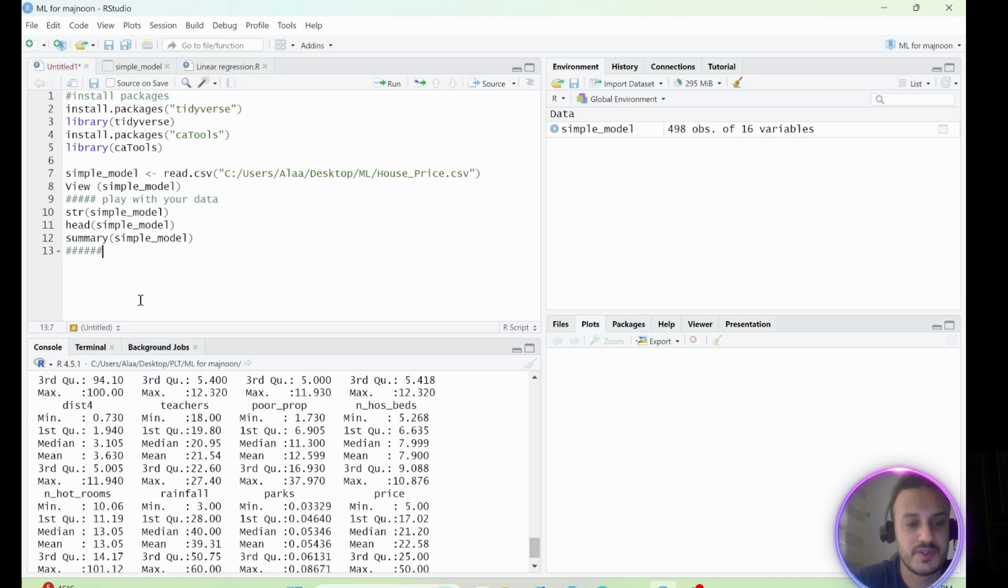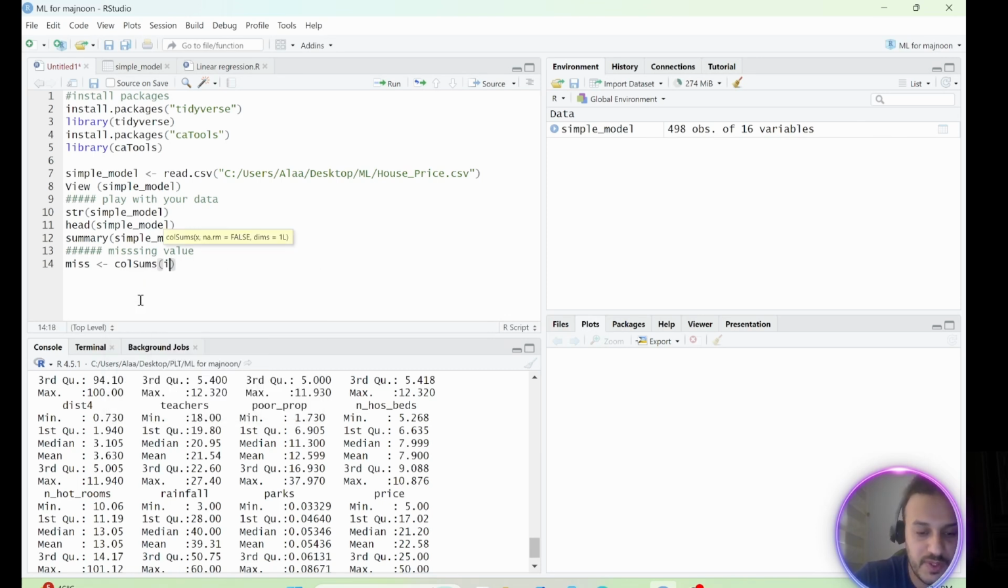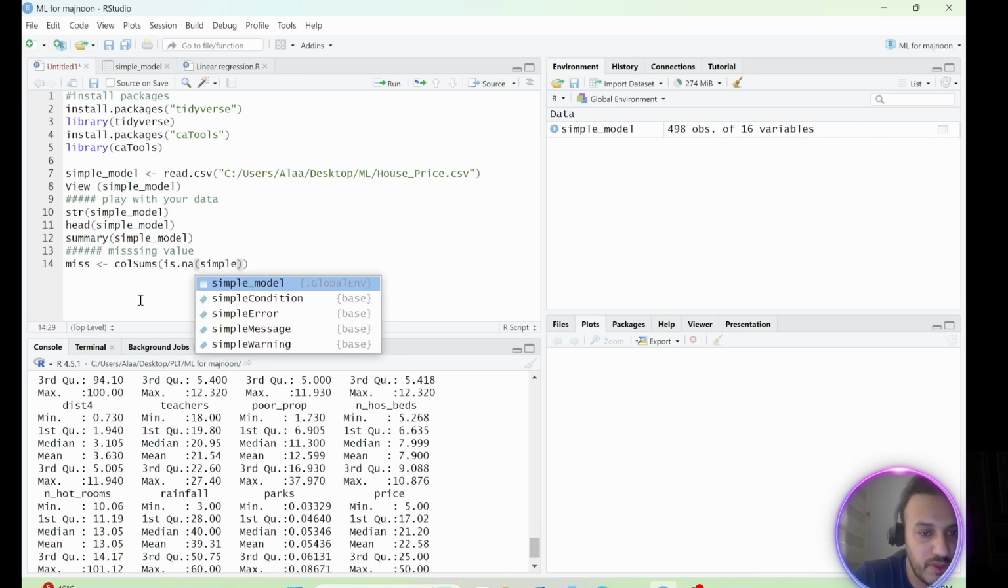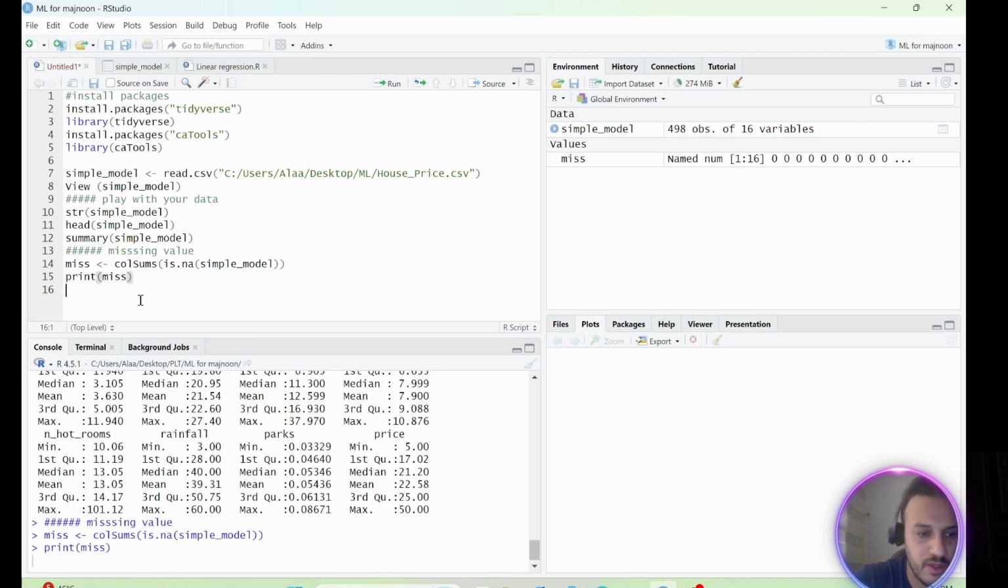Check if you have any missing things. Now I need to check if I have any missing values. This is so important. If I have any missing values, I have to check, because missing values will affect running your code. So miss_value equals colSums, is.na, and I give it my data, symbol_model. Then I have to print, give it miss_value, and then here we go.